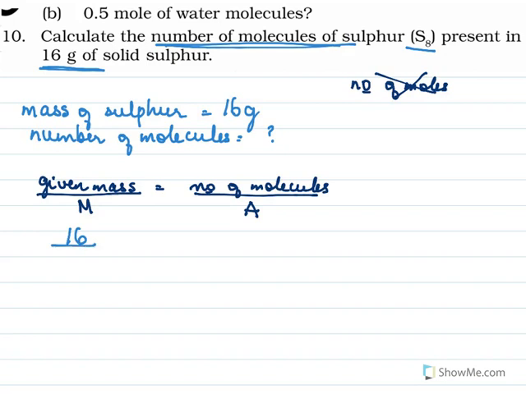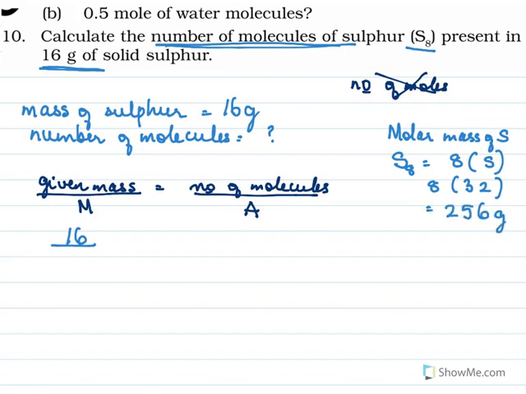So let's put our values here. The given mass is 16. Now the molar mass we haven't calculated. Let us calculate the molar mass of sulfur. Sulfur is S8. So it is 8 into sulfur, that is 8 into 32. And 8 into 32 will be 256 gram. So here I will put molar mass 256. Number of molecules we need to find.